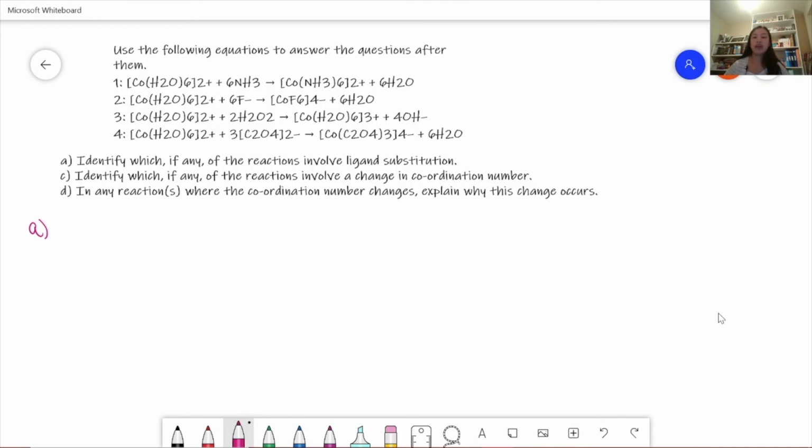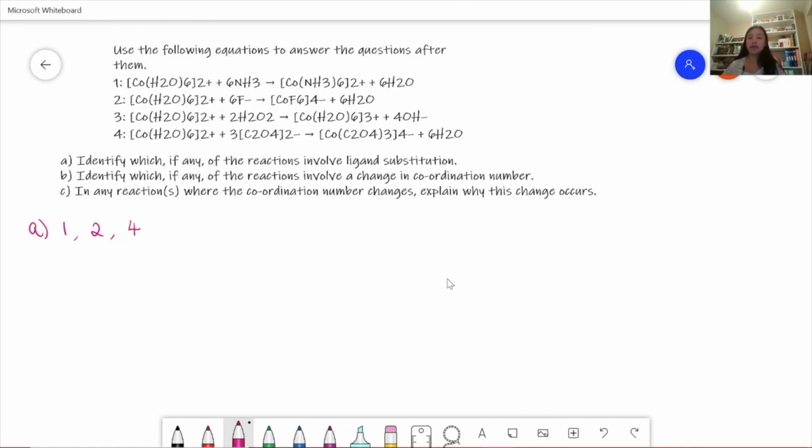So if we look at the first one, that is ligand substitution because we're replacing the waters with ammonia ligands instead. For the second one, that is as well because the F minuses are replacing the waters, and so 2 is also a ligand substitution. For 3, we can see that it isn't a ligand substitution because we're not replacing the waters with another ligand. And then looking at 4, 4 is also a ligand substitution because we're substituting the water ligand with the bidentate ligand ethane dioate.